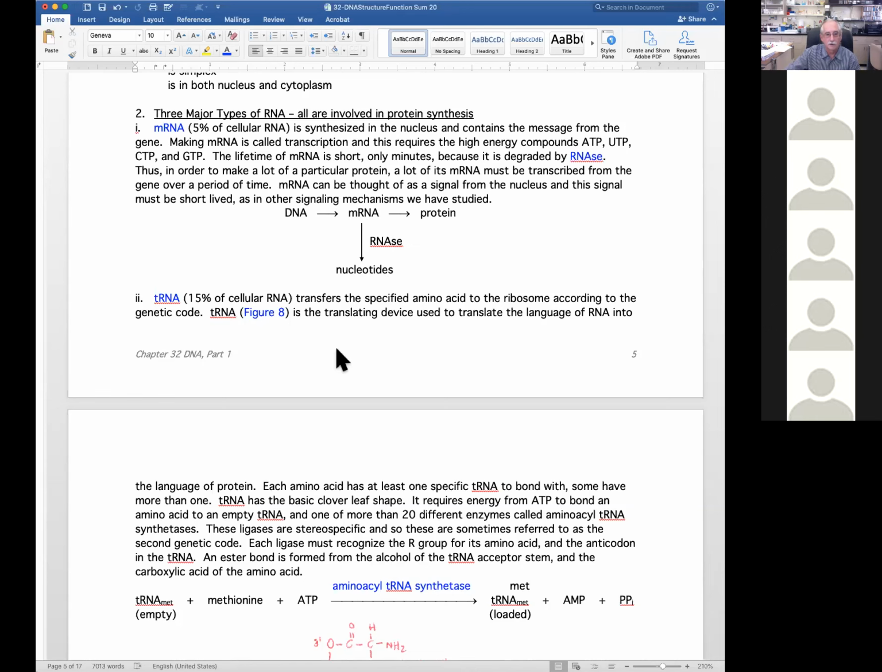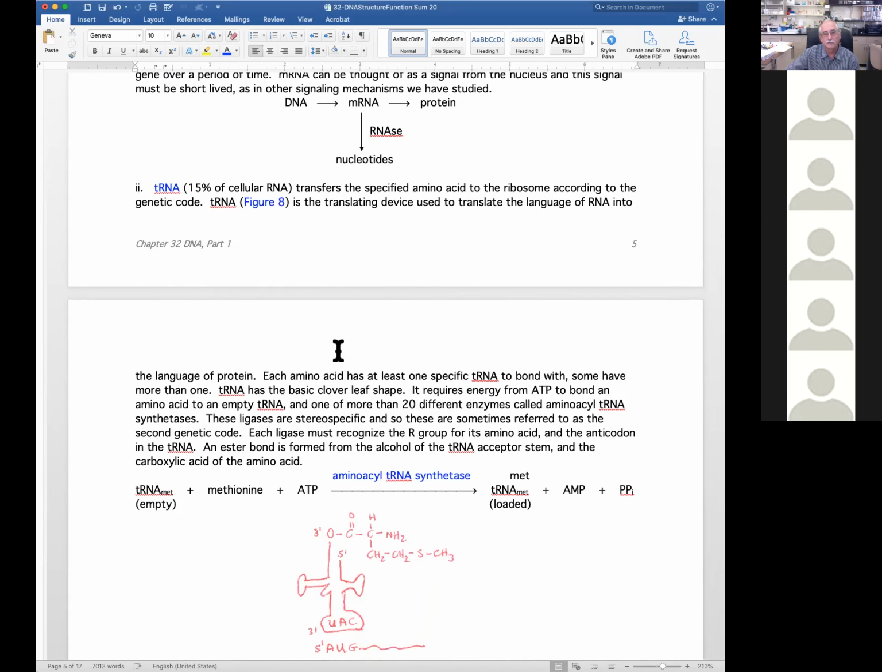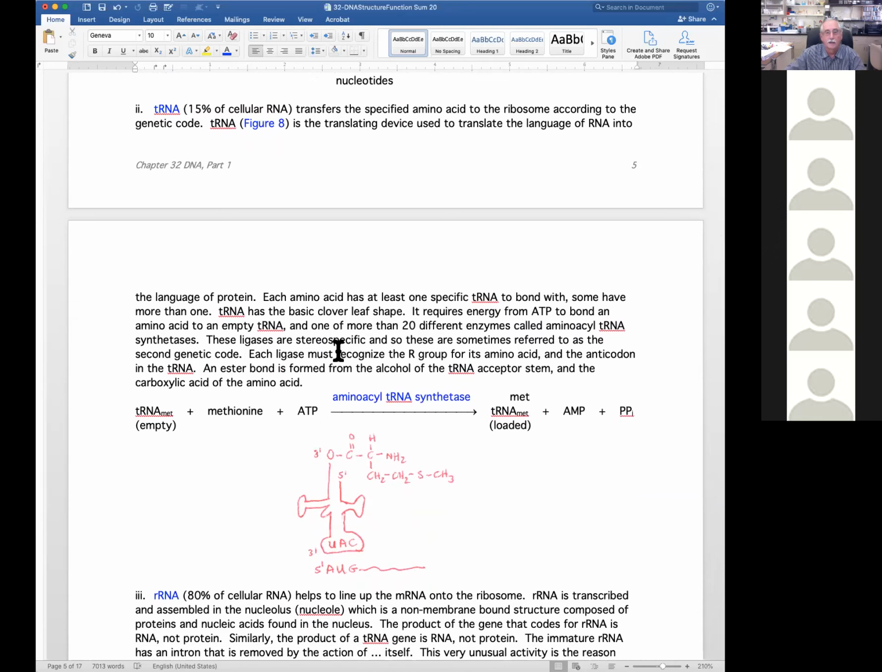And then we have transfer RNA, which is about 15% of cellular RNA. So what does it do? It transfers the specified amino acid to the ribosome according to the genetic code. It's the translating device to translate the language of RNA into the language of protein. Each amino acid has at least one tRNA to bond with it. Some have more than one.